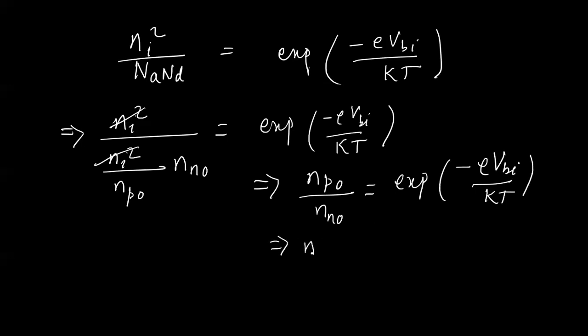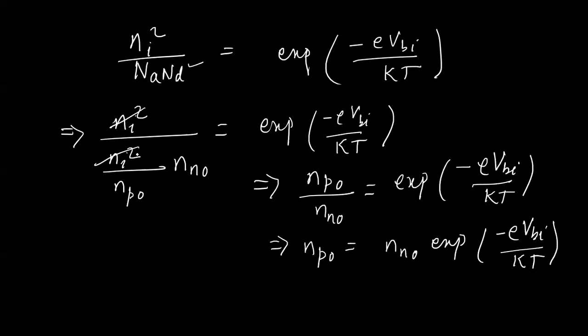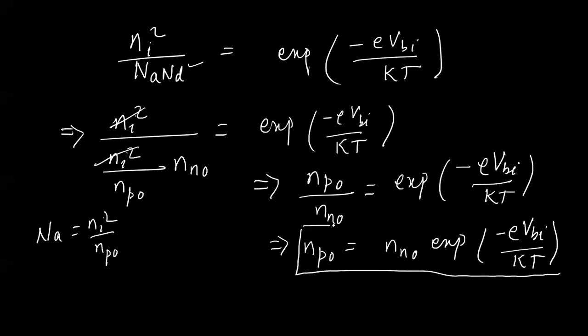Or else you can write it as Np0 is equal to Nn0 times e to the power minus EVBI divided by KT. This way you can write. The same way you can also substitute for Nd. If you do just the opposite, like you wrote Na as Ni square divided by Np0, now you can substitute for Nd as well. You can start for the N region. Okay, I'm just doing it again. So fine, we got this for the P region.